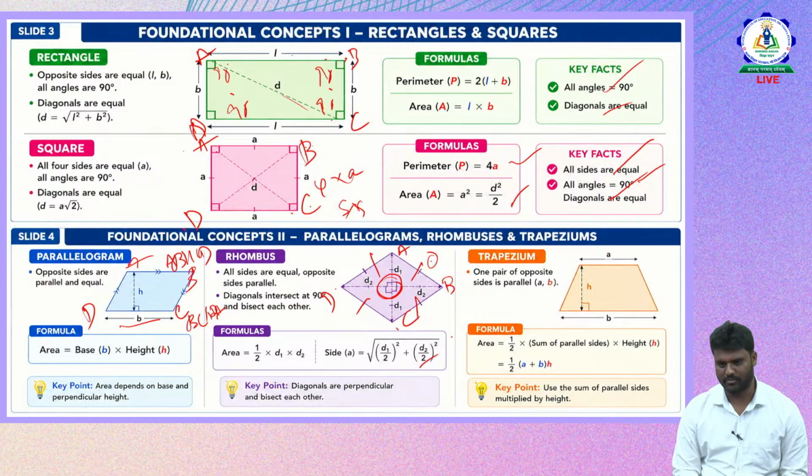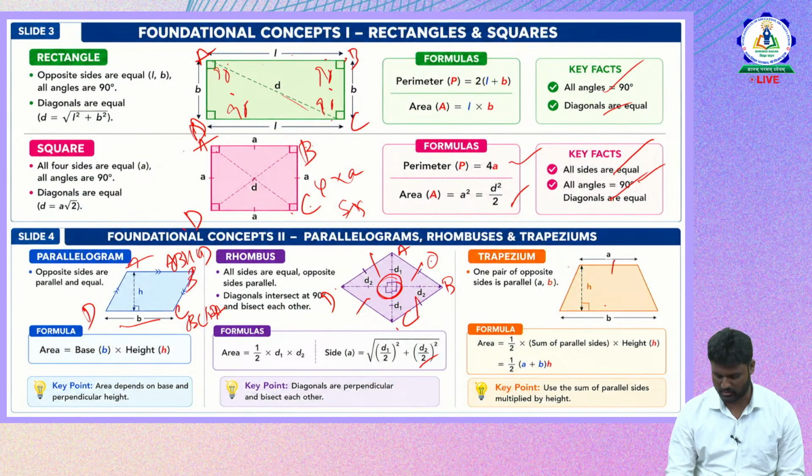Then the trapezium. In the trapezium, only one pair of opposite sides is parallel. If you see trapezium ABCD, only one pair of opposite sides is parallel. So here this one is the only parallel pair, and these two are non-parallel in a trapezium. Now when you drop the height from the vertices of the opposite parallel side, it forms a right angle.